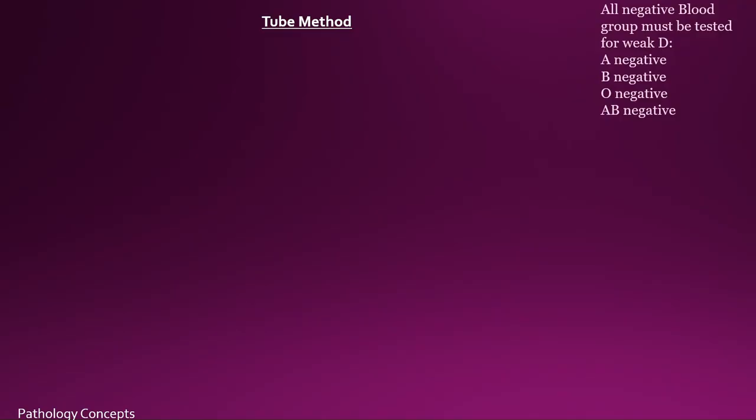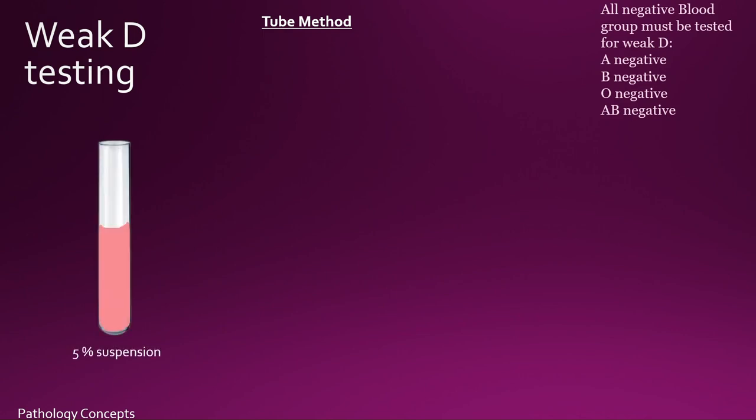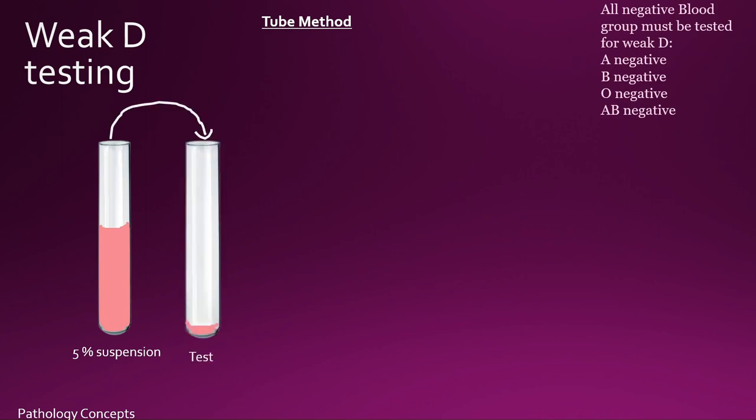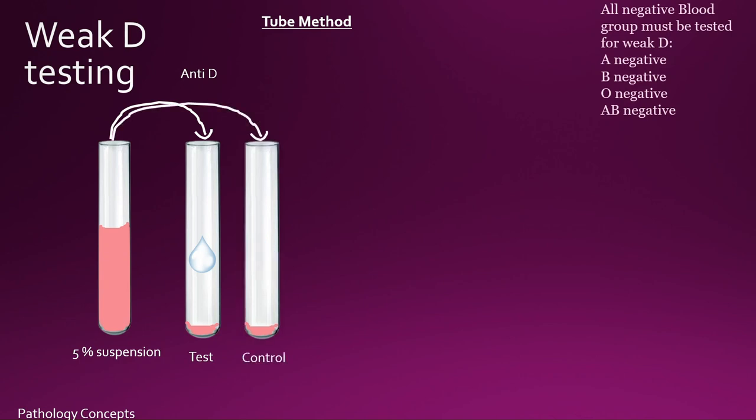Let's understand the tube method. All negative blood groups must be tested for weak D. They are A negative, B negative, O negative, and AB negative. First, make a 5% suspension of the blood to be tested and take 2 to 3 drops into a test tube and add 1 drop of anti-D. Take another test tube and add 2 to 3 drops from the 5% suspension and add 1 drop of NS. This test tube serves as a control.